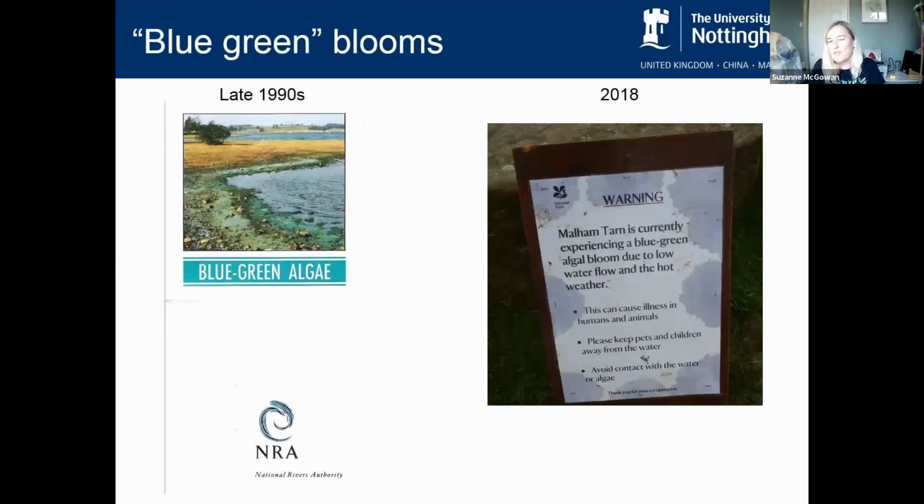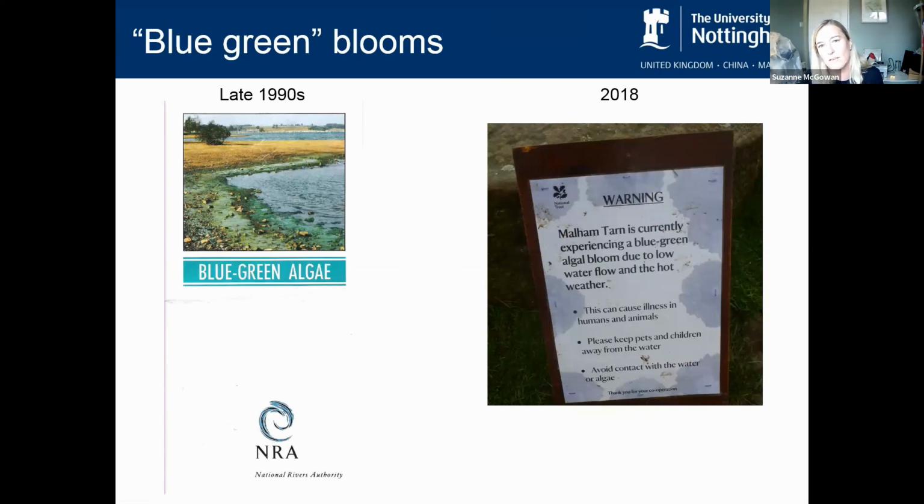So I'm going to start off by talking about how pigments are really useful for looking at blue-green blooms. This is around about the time I started working. This was hot news. I think this is a National Rivers Authority, as it then was, leaflet about blue-green algae, and it was in the news then. I think there were some incidents at Rutland Water.